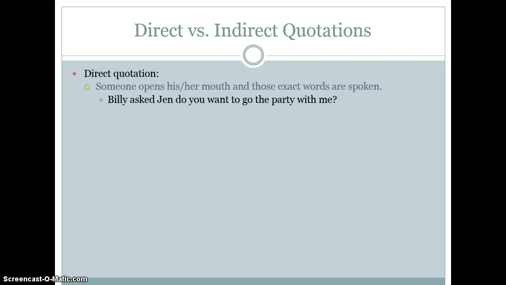So here's an example. Billy asked Jen, "Do you want to go to the party with me?" Well, if Billy opened his mouth and the exact words that came out were, "Jen, do you want to go to the party with me?" you need to put quotation marks around that, and it would look like this. And of course, we capitalize the first letter in a sentence in quotation marks. Okay, so Billy asked Jen, and the words that came out are, "Do you want to go to the party with me?"